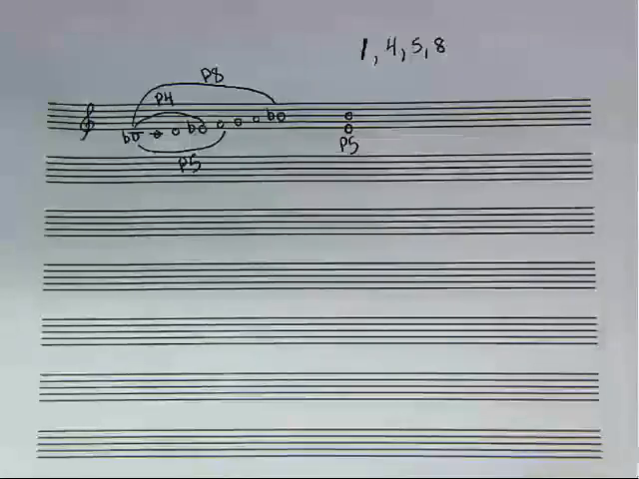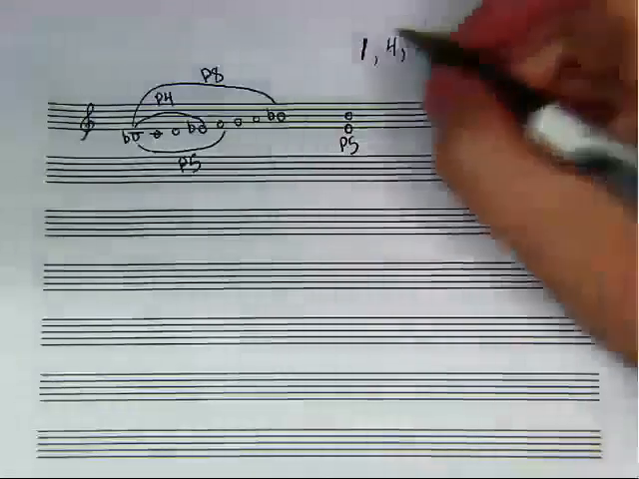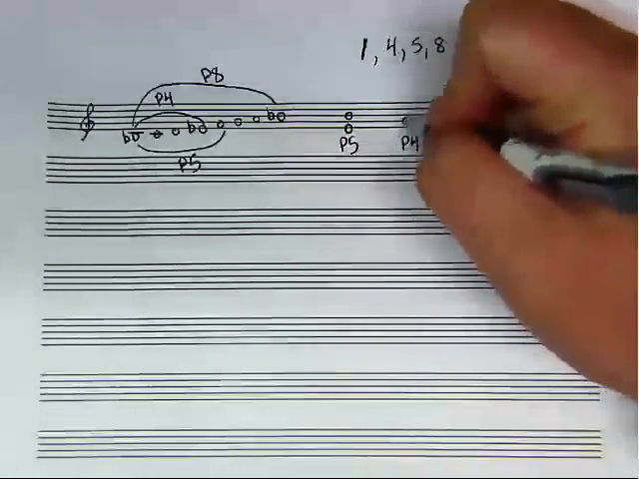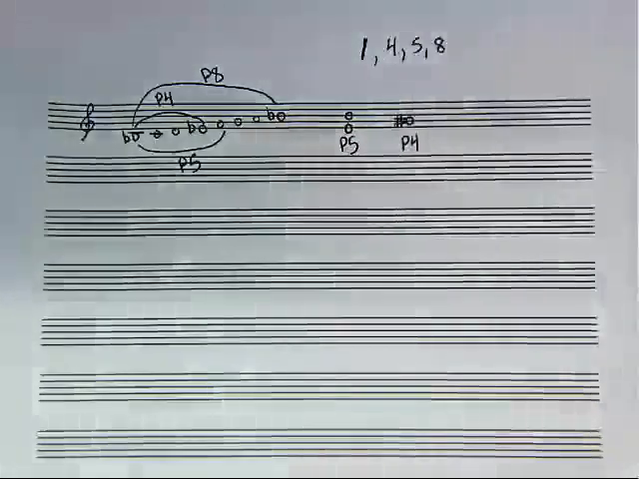If I'm asked to write a perfect fourth above, let's say G sharp, well, first I'm going to write a fourth, so I know that it's going to be some kind of C.